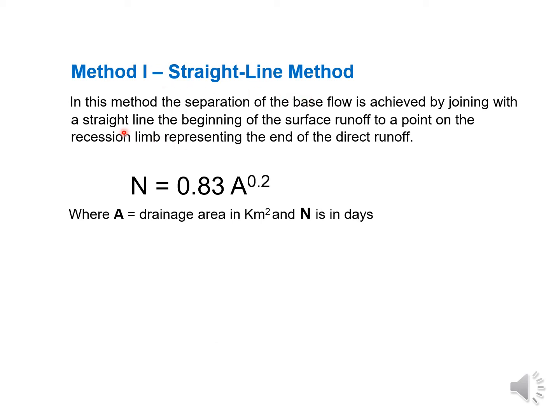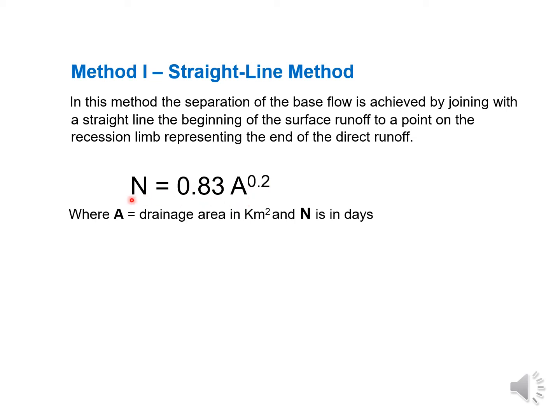Straight line method. In the straight line method, the base flow is achieved by joining with a straight line the beginning of the surface runoff to a point on the recession limb representing the end of the direct runoff. Again, we can use this formula to determine the number of days where the runoff will end.